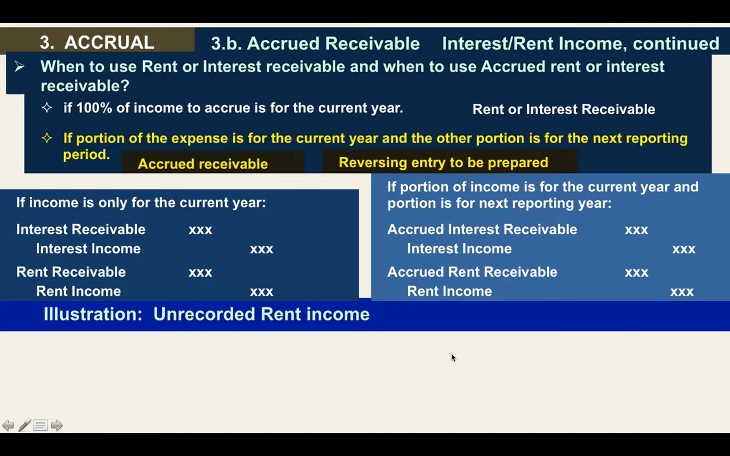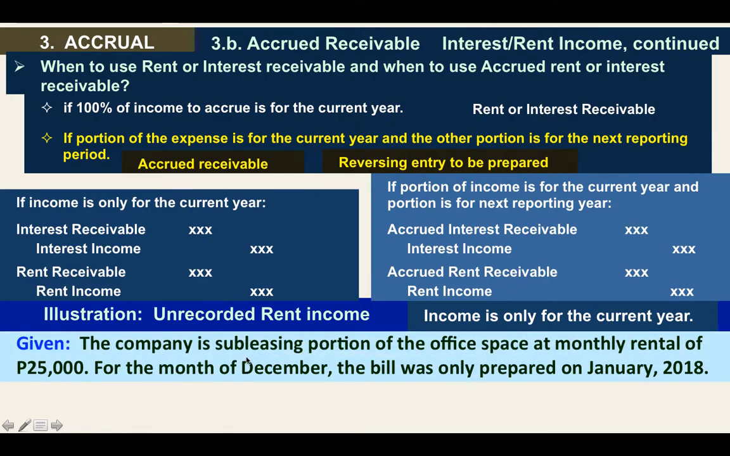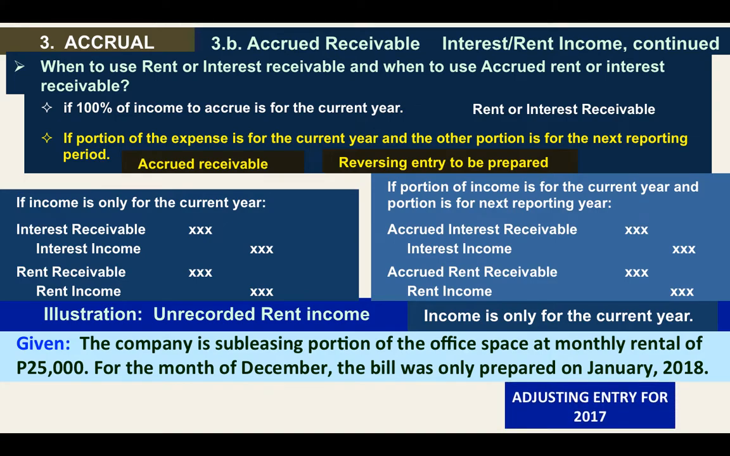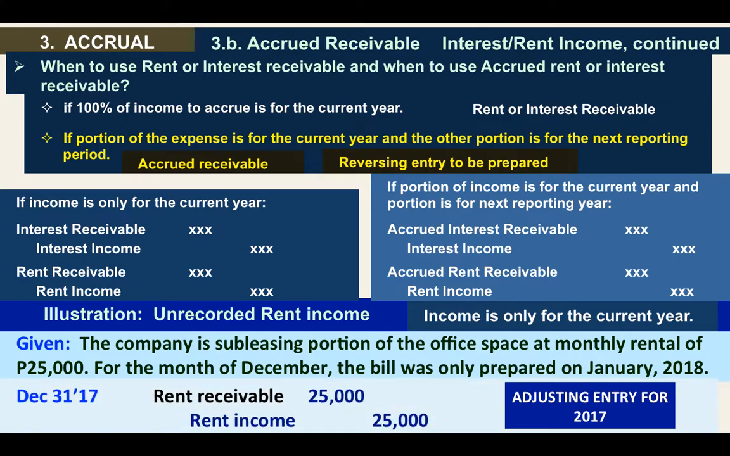Okay? So let's have an illustration, unrecorded rent income. And in this illustration, income is only for the current year. So anong gagamitin natin? This journal entry. For rent income, the company is subleasing a portion of the office space at a monthly rental of $25,000. For the month of December, the bill was only prepared in January 2018. So simple lang yan, we debit our adjusting entry with debit rent receivable and credit rent income, okay? Because it is only for the current reporting year.